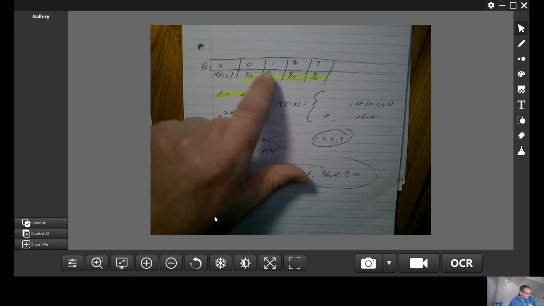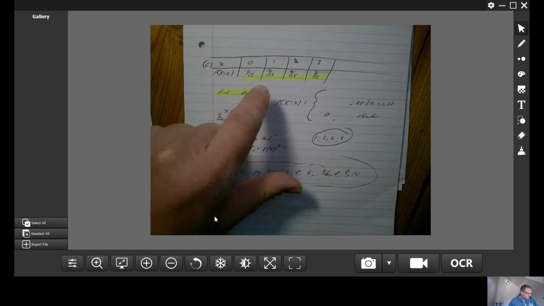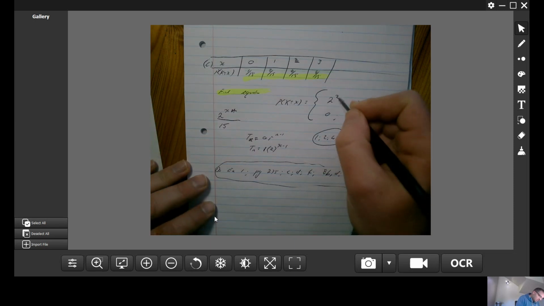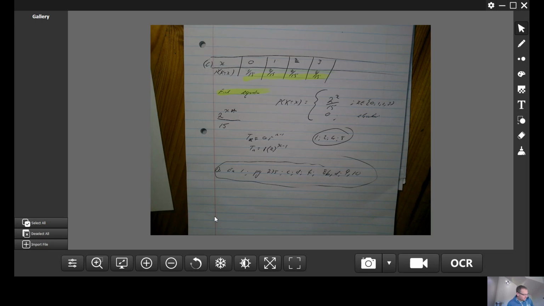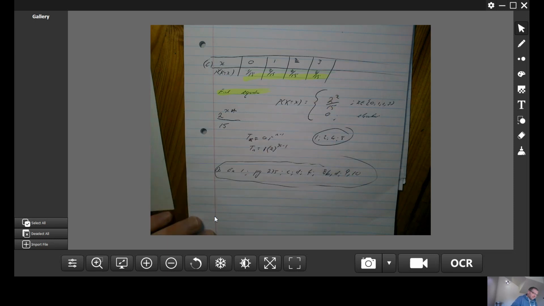So if you have 2 to the x, 2 to the 0 is 1, 2 to the 1 is 2, 2 squared is 4, 2 cubed is 8. So it's an exponential. Okay, so you're going to have 2 to the x over 15 as your answer. Let's check. 2 to the 0 is 1 over 15. 2 to the 1 is 2 over 15. 4 over 15. 8 over 15. Should have got that quicker than I did.